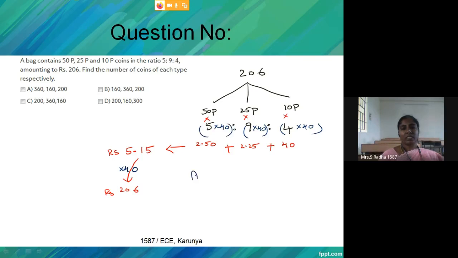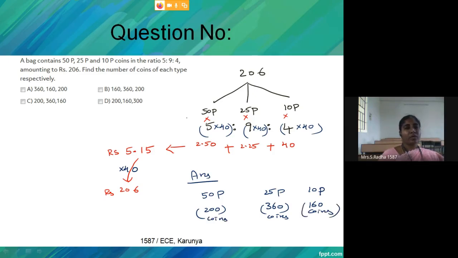So finally the answer is: 50 paisa, 25 paisa, 10 paisa. They are 200 coins of 50 paisa, 360 coins of 25 paisa, and 160 coins of 10 paisa. And what they are asking is to find the number of coins of each type. So 200, 360, 160 is the answer. This you have to find.